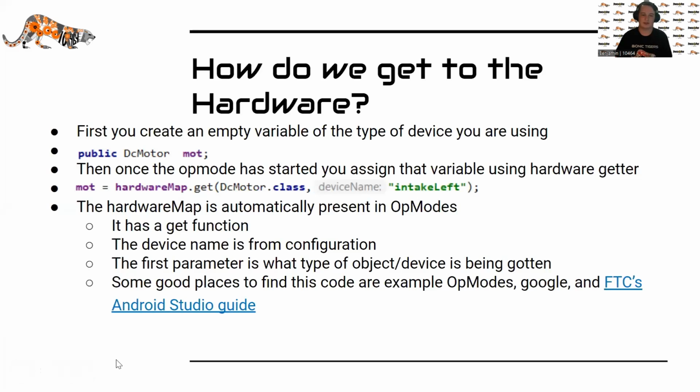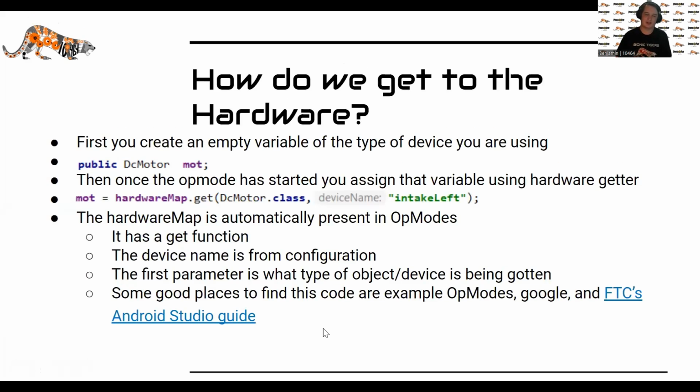So how do we get to the hardware in the first place to actually be able to code it? First, you create an empty variable of the type of device you're using. As you can see here, you'd make a DC motor and then name it whatever you want, in this case, mot. And then once the op mode or autonomous has started, you assign that variable using a hardware getter, which you can see here: mot equals hardware map.get DC motor.class, and then the device name is intake left.